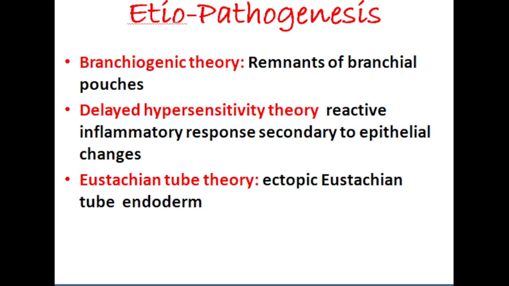Coming to the etiopathogenesis of Warthin's tumor. Many theories were proposed regarding its origin. The branchial theory states that it arises from remnants of branchial pouches. The delayed hypersensitivity theory proposed that Warthin's tumor arises from an inflammatory response secondary to epithelial changes. The Eustachian tube theory says that Eustachian tube endoderm gives rise to Warthin's tumor. But all of these theories were rejected.